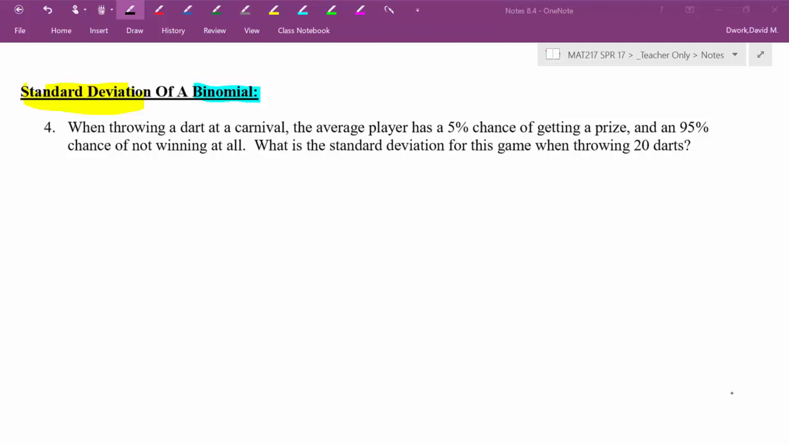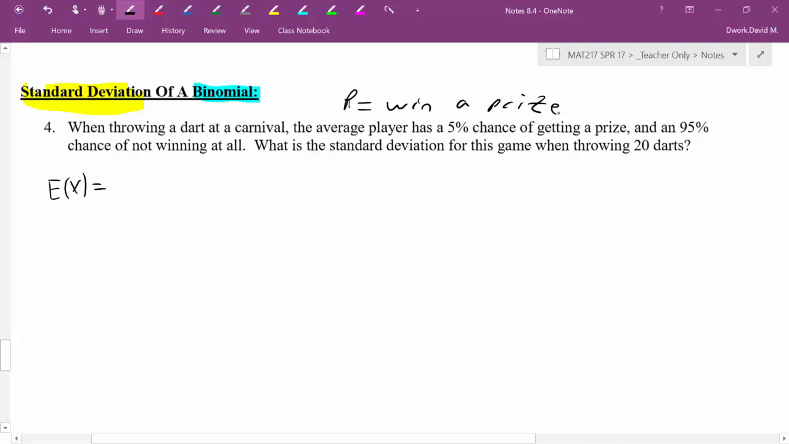All right, well, you may remember in a previous section we learned that the expected value of a binomial is n times p, where n is the number of trials and p is the probability of success. So let's define success as winning a prize, because typically that's your goal when you're playing a game. Not very many people like to say, I'm here to lose, but you never know. Anyway, the probability of winning a prize is 0.05, so that's what we'll go with.